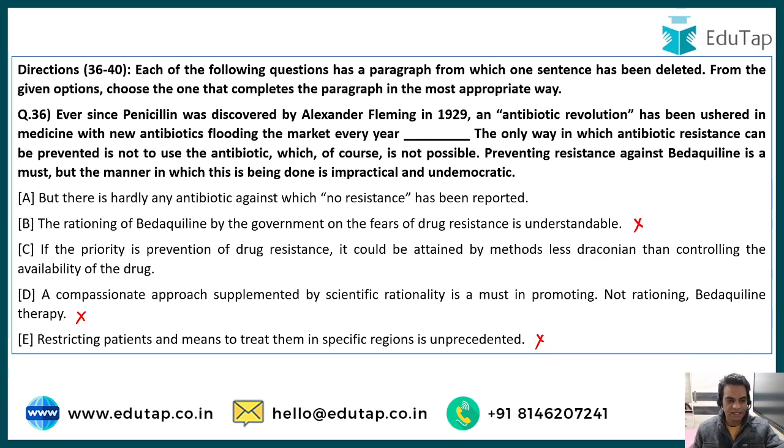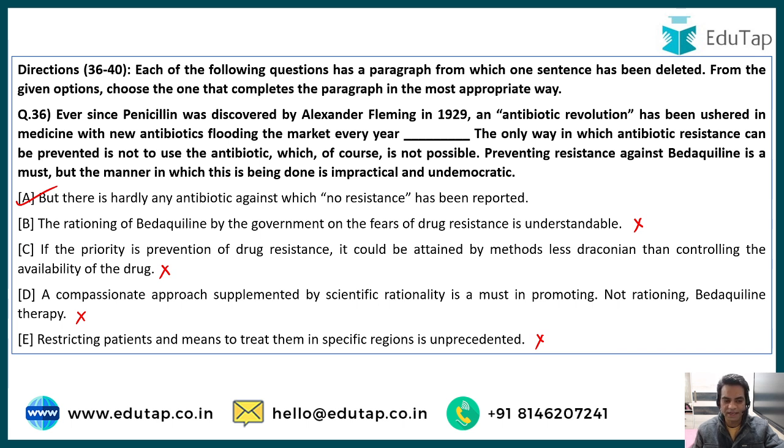But there is hardly any antibiotic against which no resistance has been reported. Okay. If the priority is the prevention of drug resistance, it could be attained by methods less draconian than controlling the availability of drugs. So I think, guys, the correct option here is option number A. So that's how it should pan out. Ever since penicillin was discovered by Alexander Fleming in 1929, an antibiotic revolution has been ushered in medicine, with new antibiotics flooding the market every year.